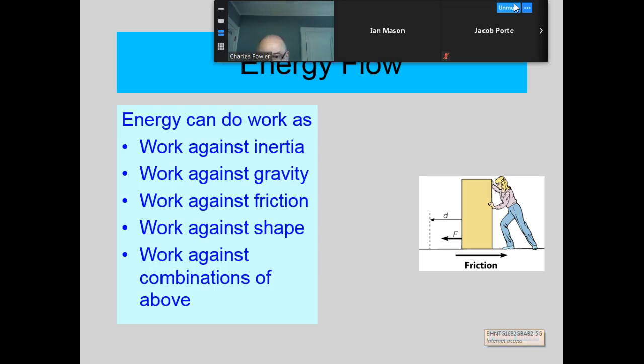So we lost the point anyway. But I knew, all I could see was Wilson, you know, before my eyes went black. Okay. So anyway, that's work against shape.